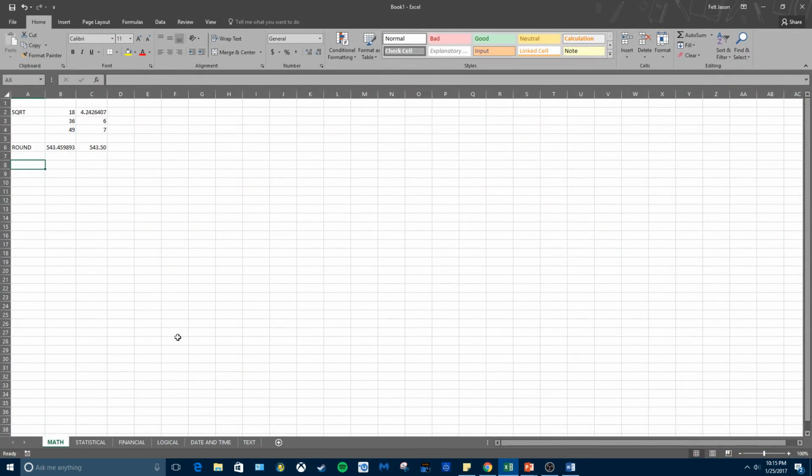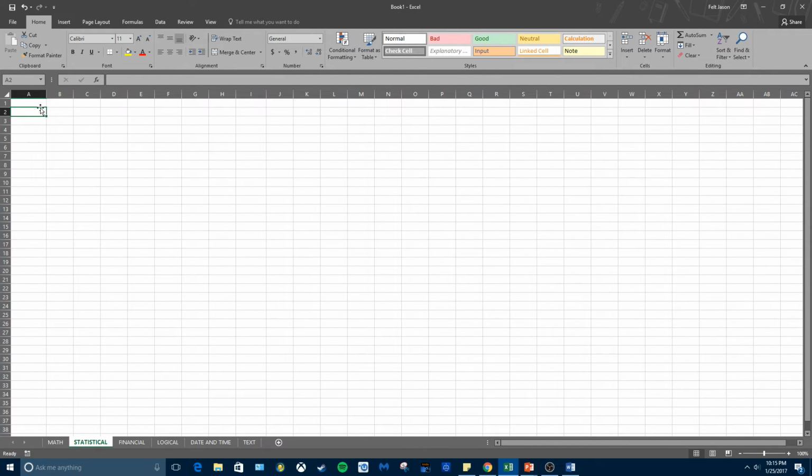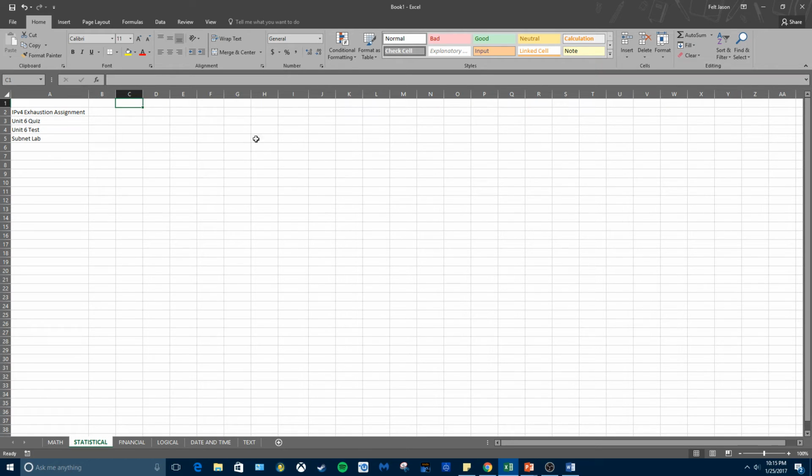And I'm going to do this by implementing a gradebook. Okay, so we're just going to say we're going to have a chapter 1 assignment. I'm going to use a cybersecurity thing. So IPv4 exhaustion assignment. Okay, then we're going to have unit 6 quiz, unit 6 test, and maybe subnet lab. That's actually things we're doing right now in Cyber 1, or things that we have done in Cyber 1. All right, so I'm going to make up some names. So we'll do Homer, Marge, Lisa, Bart, Maggie. Bonus points if you know what show that's from.